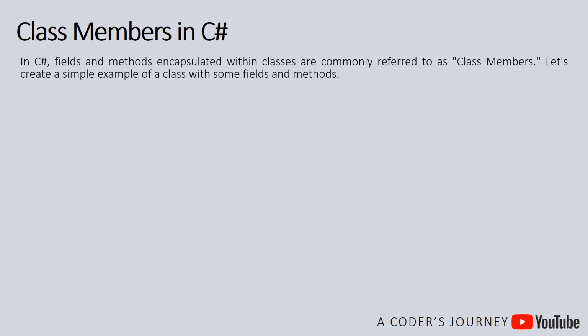I will take you to Visual Studio. We will create a simple class. We will add some fields, some methods, and then we will see these class members in action. We will also create some objects based on those classes, and we will see that we can access those fields and methods using those objects that we have created based on those classes. Now, let's go to Visual Studio and continue.